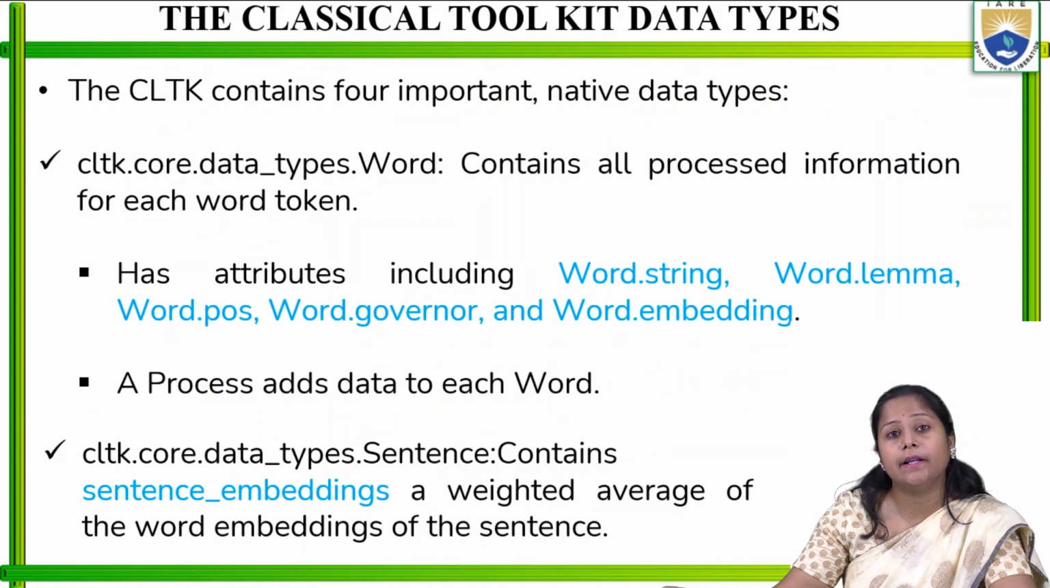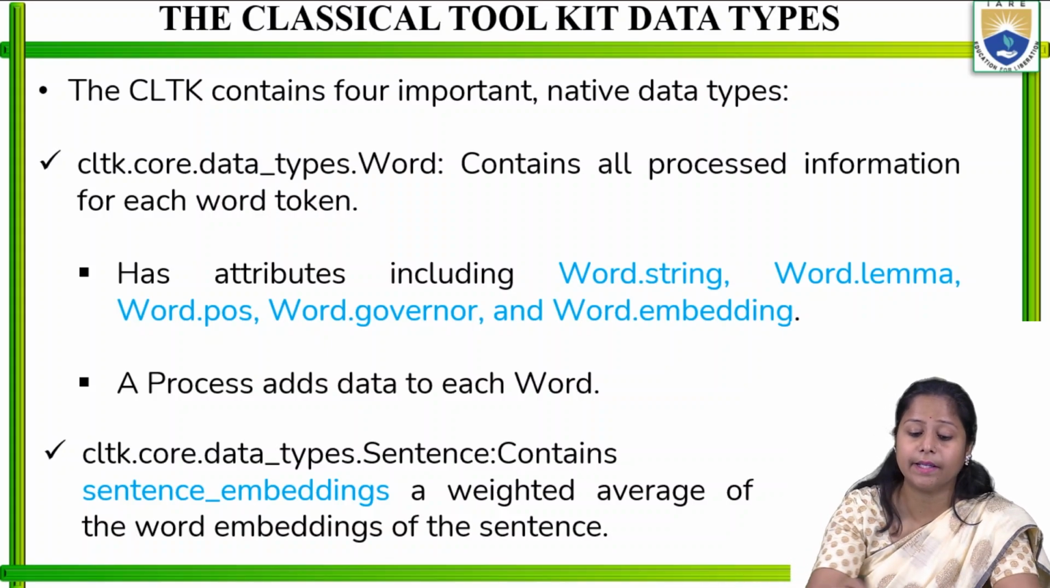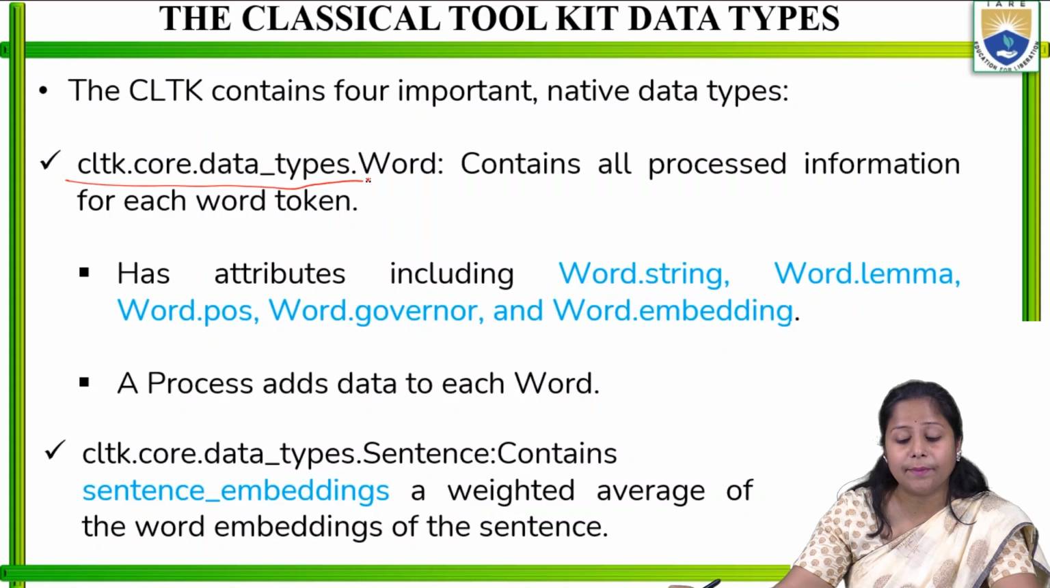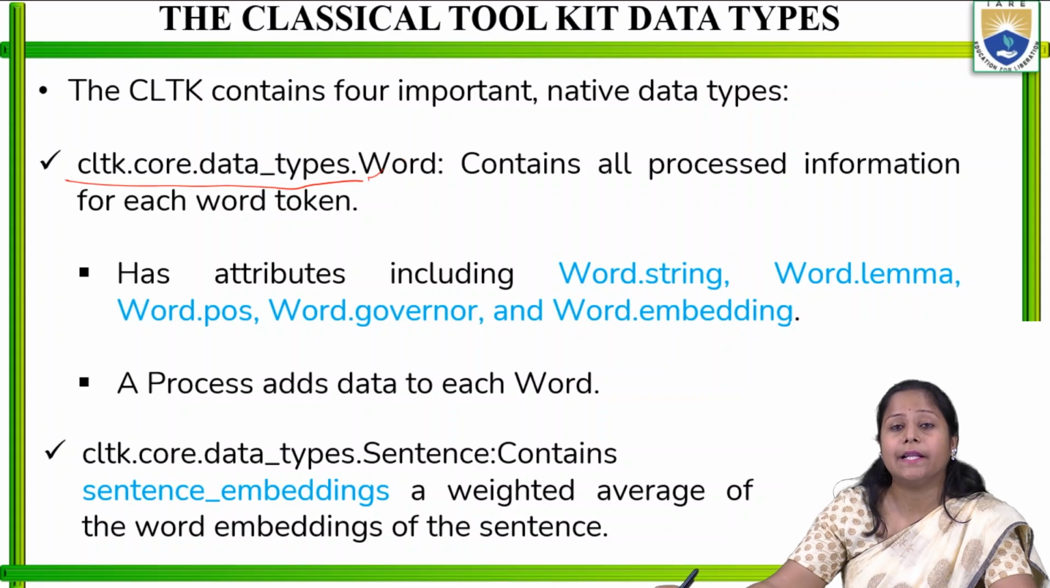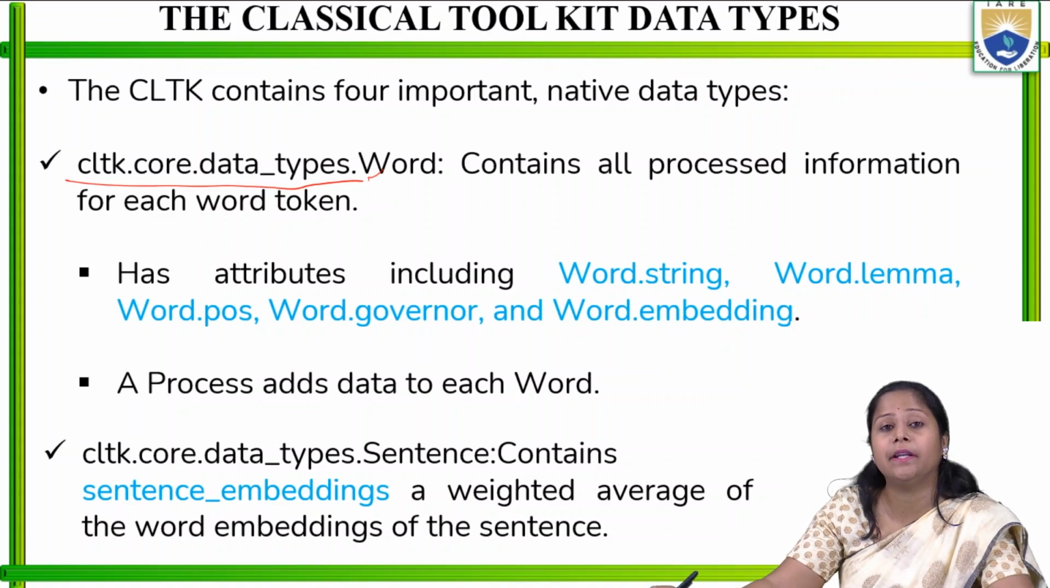The CLTK contains four types of native data types. The first data type is cltk.core.data_types.Word, where W is capital. This data type contains all the processed information for each word token. A token is each word in a sentence or paragraph, and it gives information such as how many words there are, and whether each is a noun, adjective or verb.